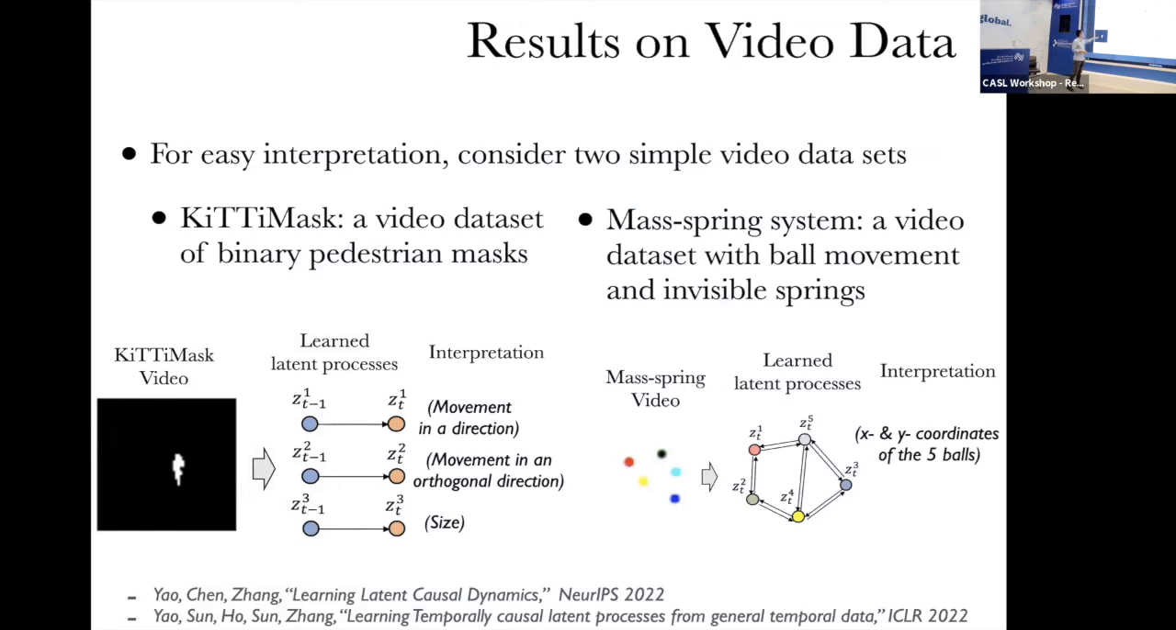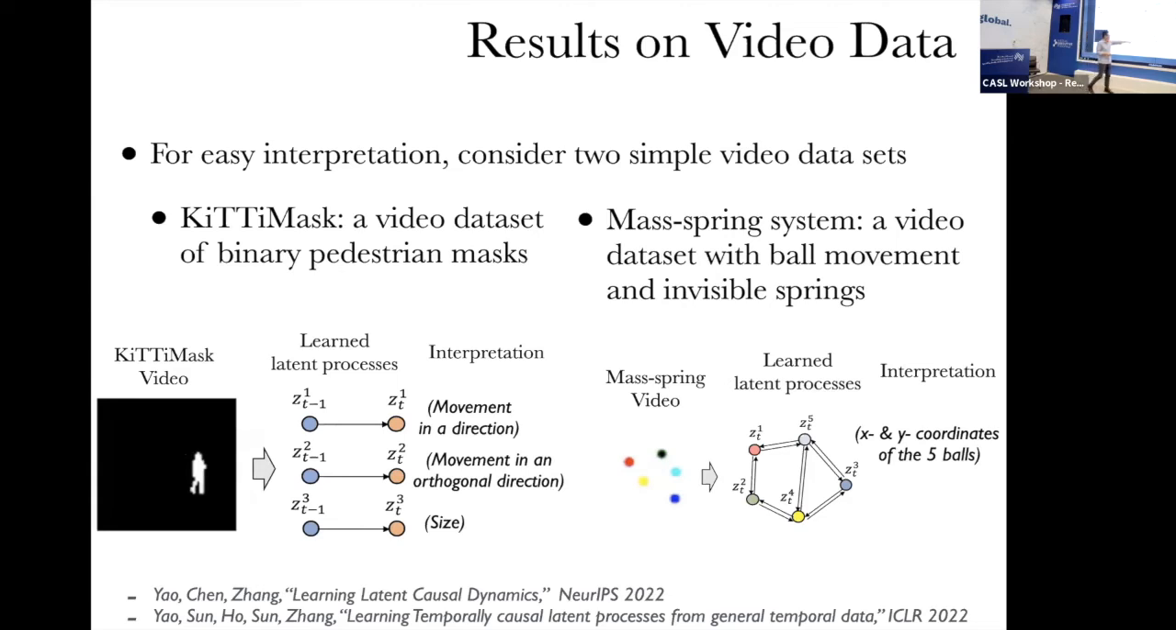So this is the KT mask video. With this video basic pixels as the input, we immediately recover the 3 latent processes. Turn out that they are independent. So the first one is the movement in one direction, and the second one is the movement in the orthogonal direction, and the last one is the size of the mask.